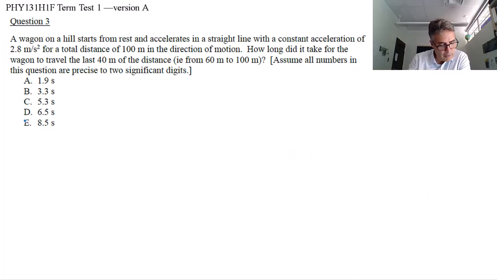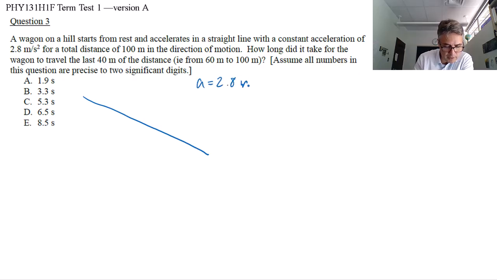Question 3. A wagon on a hill starts from rest and accelerates in a straight line with a constant acceleration of 2.8 meters per second squared for a total distance of 100 meters in the direction of motion. The initial v0 equals 0. How long did it take for the wagon to travel the last 40 meters of the distance, i.e. from 60 to 100 meters? And then it's all in two significant digits.